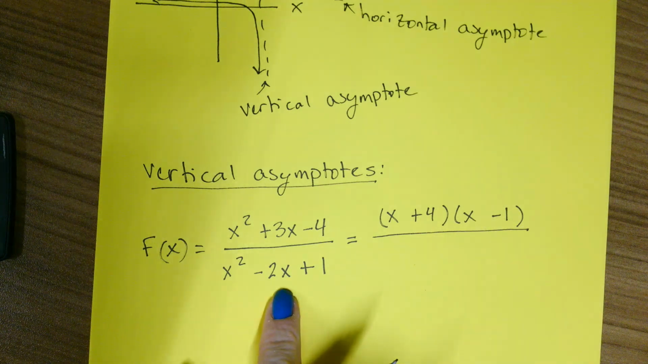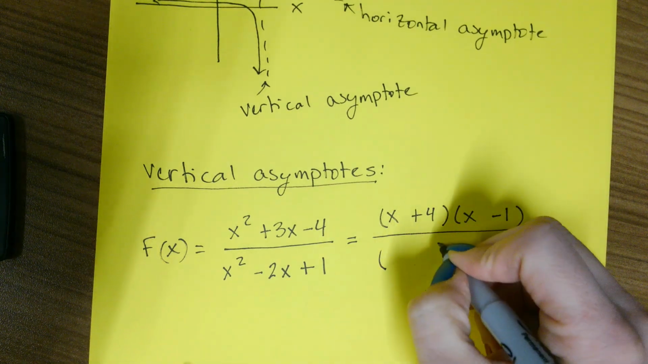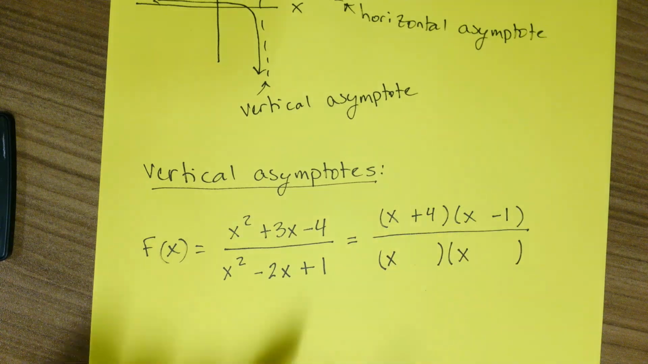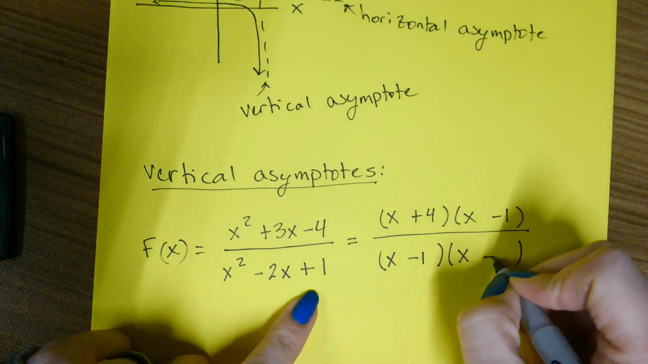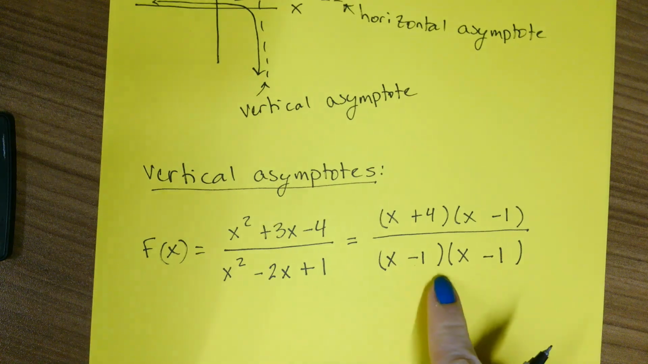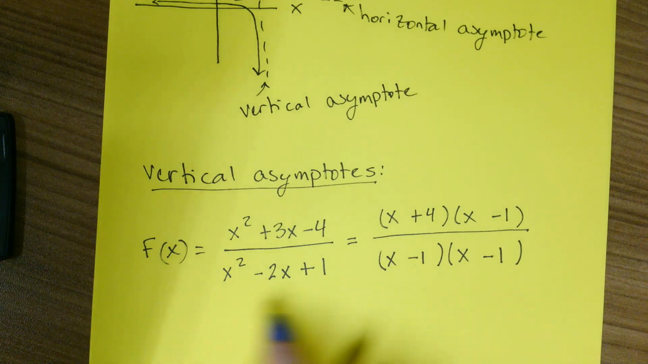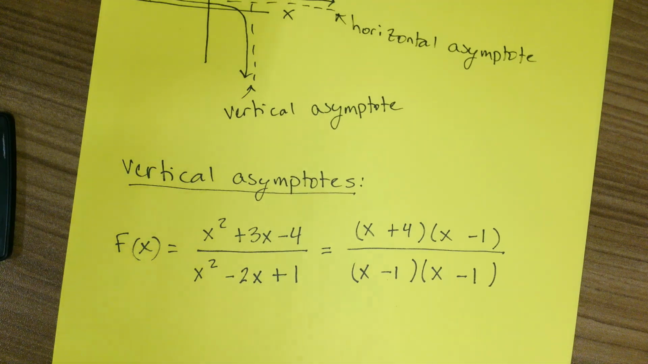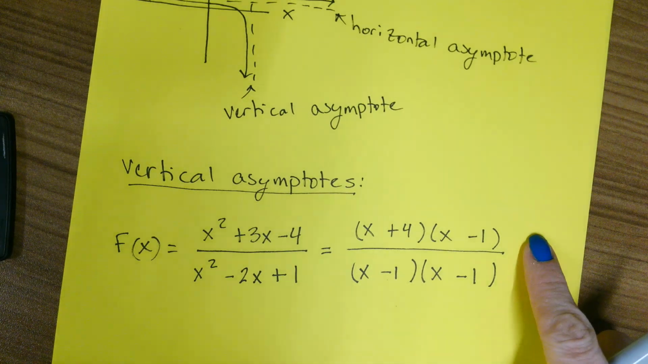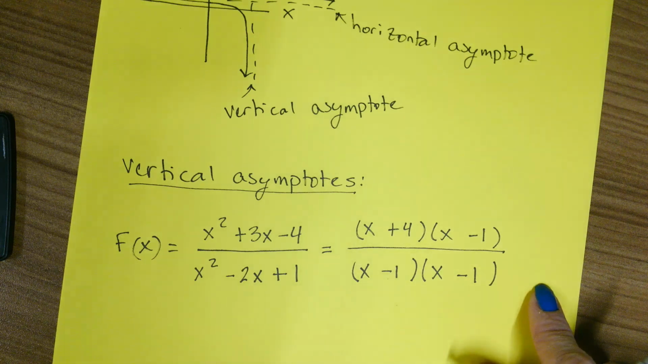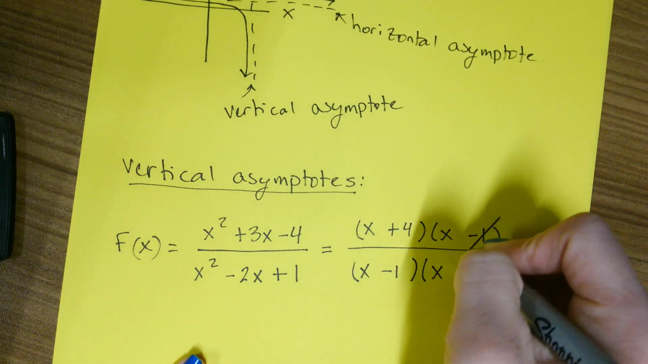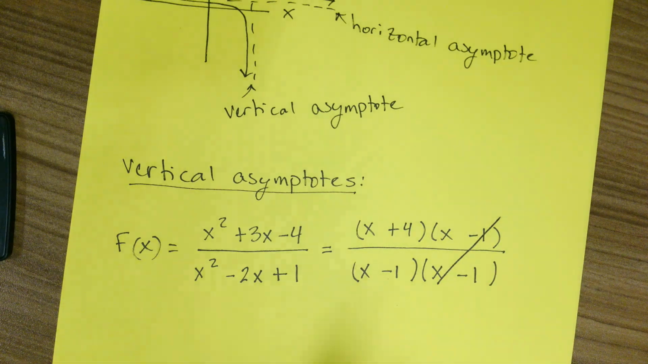And in the denominator, if I multiply again x times x, I get x squared, and if I do negative 1 times negative 1, that gives me the positive 1, and if I add them together, I get the negative 2. So these are the factored form of my rational function, and we can see that both the numerator and denominator have a factor of x minus 1. This x minus 1 would create a hole, and we're not trying to find any holes right now.